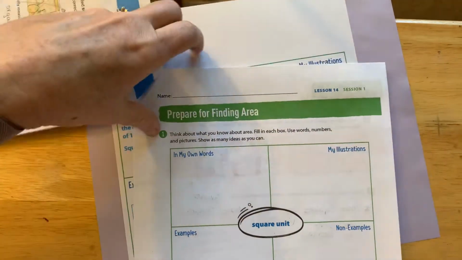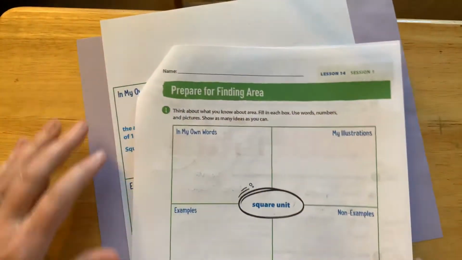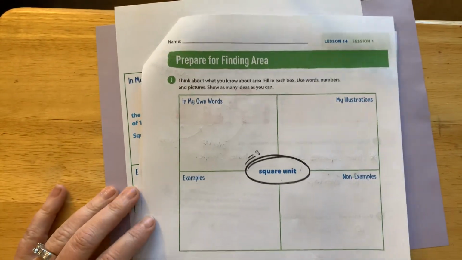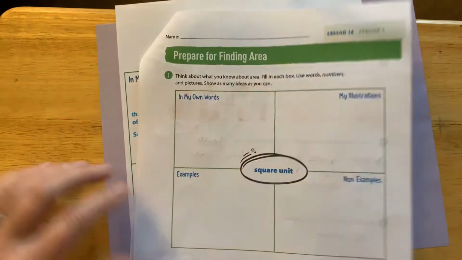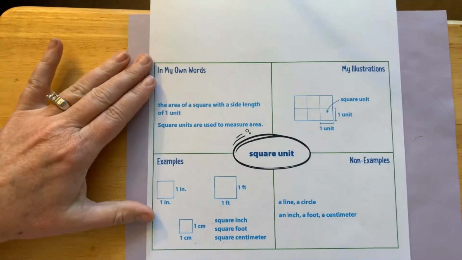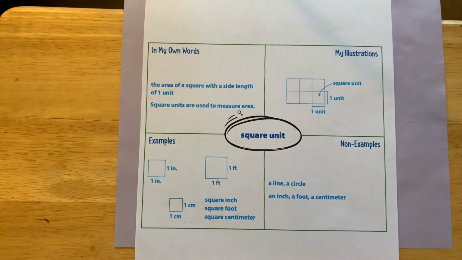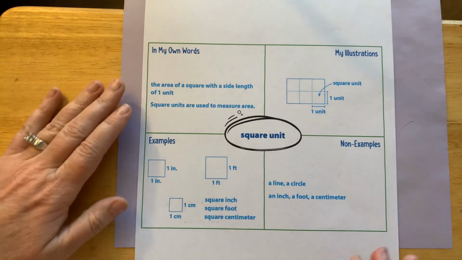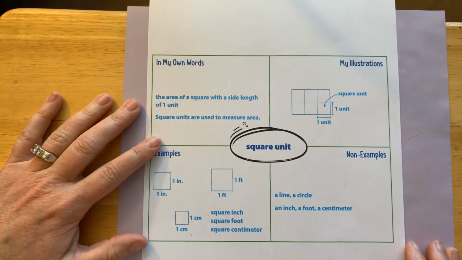Okay, let's go ahead and go over the solutions for prepare for finding area. Now, you began working on page 305 and 306 on your own. Now, let me show you. Here are the answers for what you should have in your squares. I'm going to read them with you to make sure you understand them.